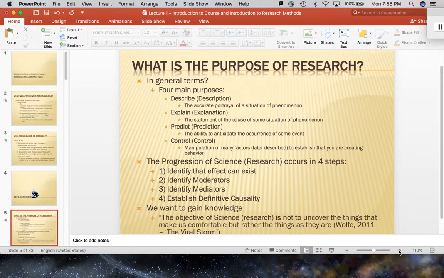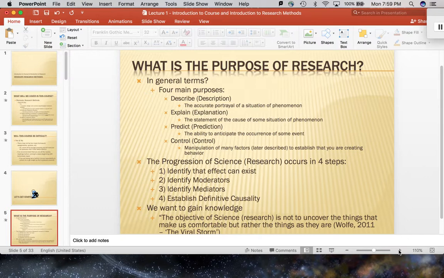Number two, identifying what we would call moderators. What are moderators? Moderators tell us when, where, and for whom the effect occurred. So in other words, when I study for 10 hours versus when I study for 5 hours, my grade is higher when I study for 10 hours than when I study for 5 hours. Okay, so again, moderators. What do they tell us? When, where, and for whom the effect occurs.